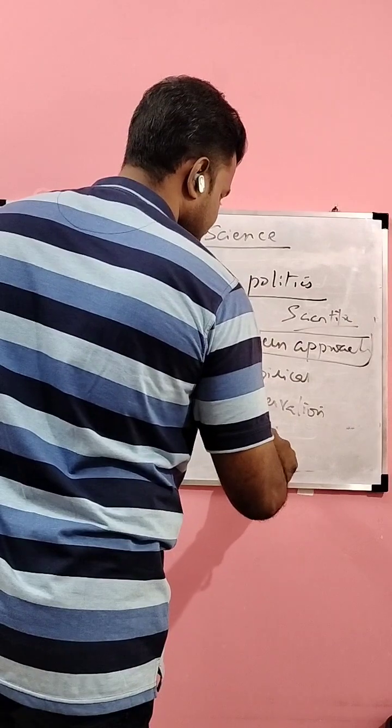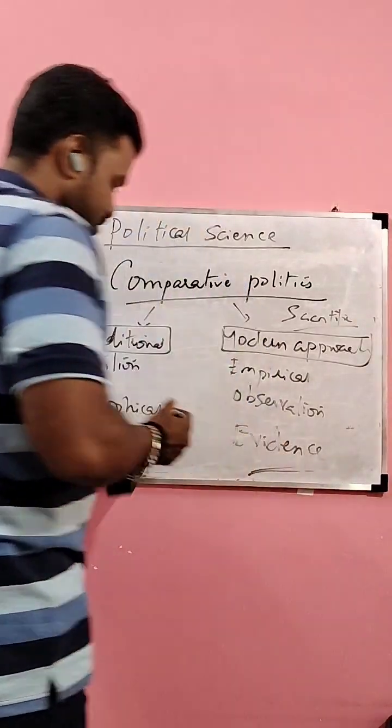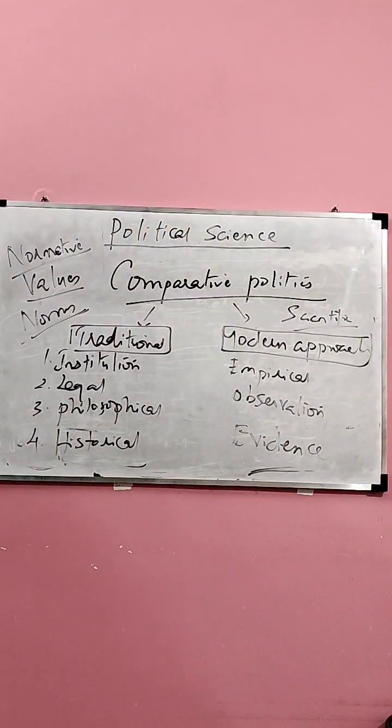It wants evidence. It is not just happy with values and norms. So this is the difference between the traditional approach and the modern approach. The modern approach is a factual study of political phenomena. It is an empirical approach. The traditional approach is largely value based. In the present times, scholars are progressively going for the modern approach. In the past, scholars were mainly sticking to the traditional approach.